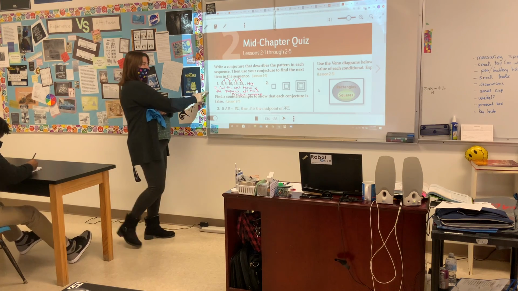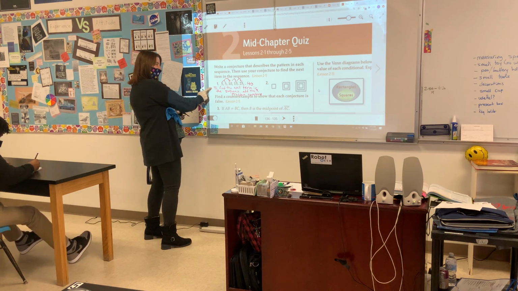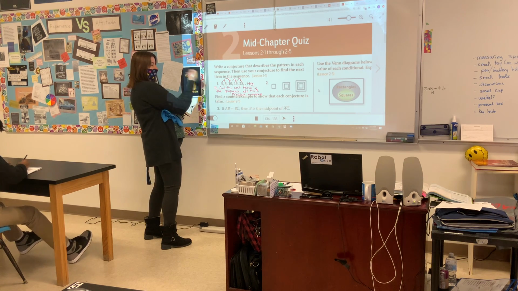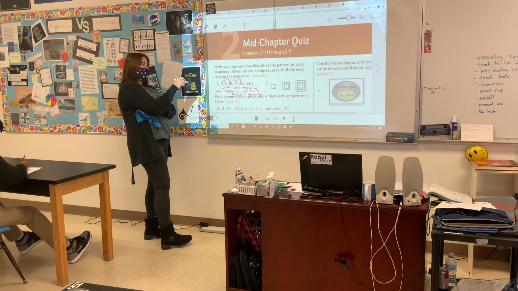So the conjecture is to find the next item in the sequence, add the 2 previous numbers. Or I could even write that as add the 2 previous numbers to find the next term in the sequence.